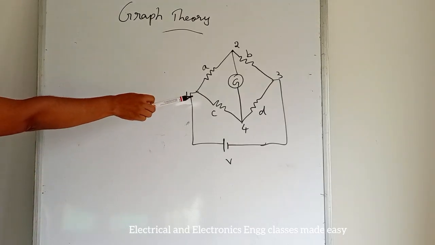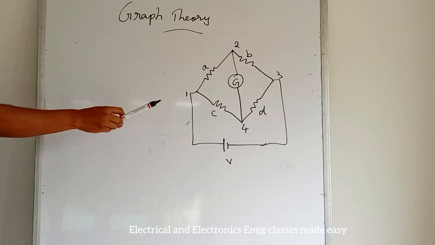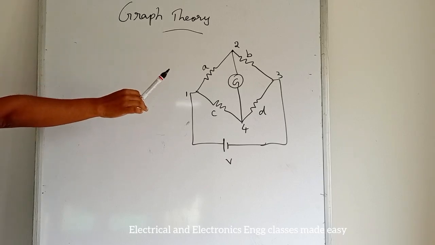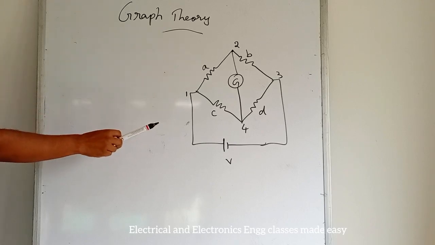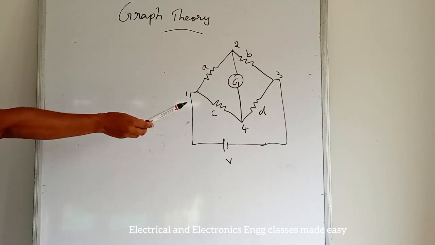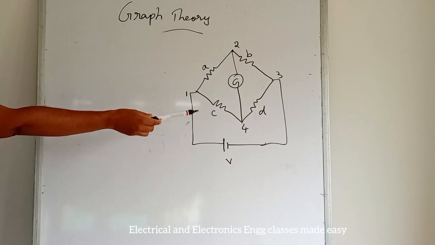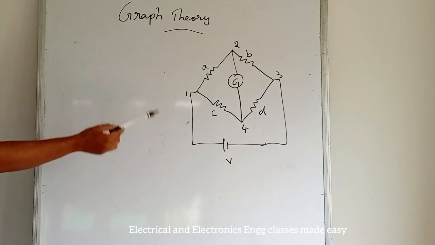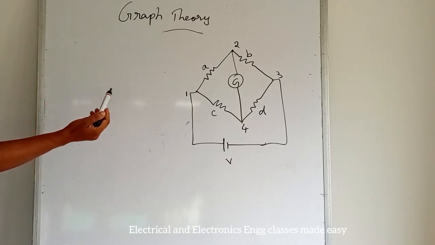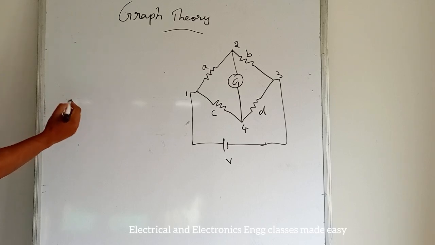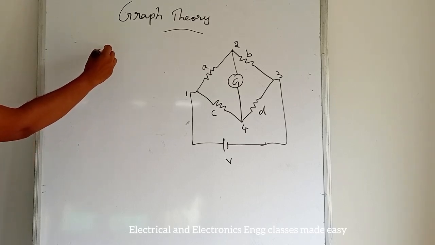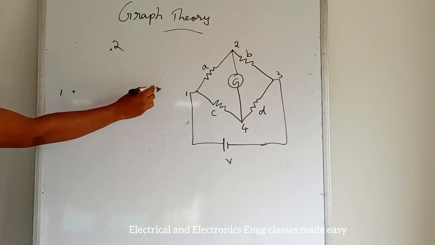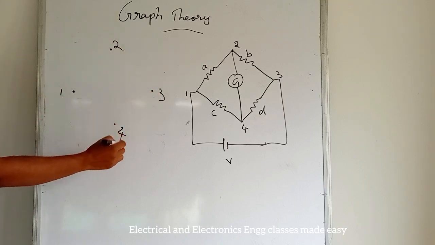So consider a network shown in the figure. A network is an interconnection of elements in various branches at different nodes. So 1, 2, 3, 4 are the 4 nodes. Then we have to draw the corresponding graph. So first of all mark the nodes 1, 2, 3 and 4.